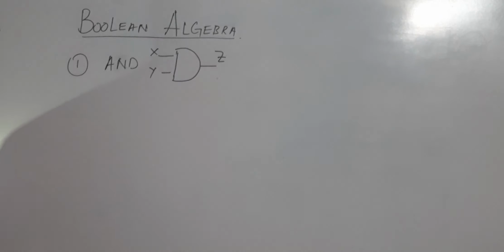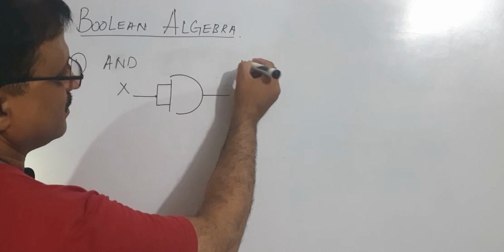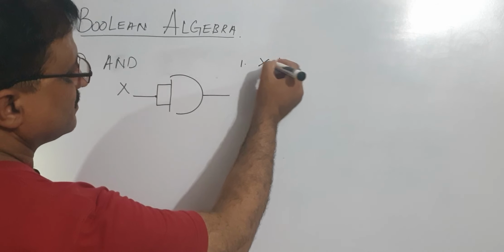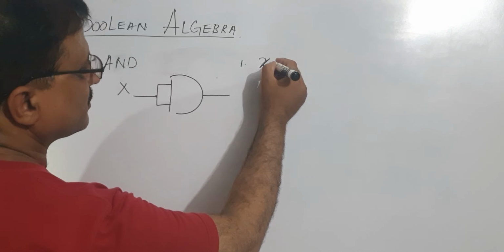Now we can implement the Boolean logic identities based on these gates. Let's say the two inputs are the same. If I make the two inputs common and take only one input here, let's say this input is X, what should be the output? This will give us one Boolean identity, and that will be X dot X. It means one input is X, another input is also X. This dot represents the AND operation.